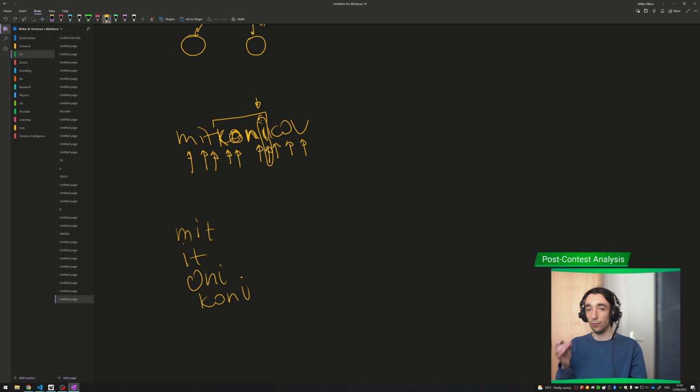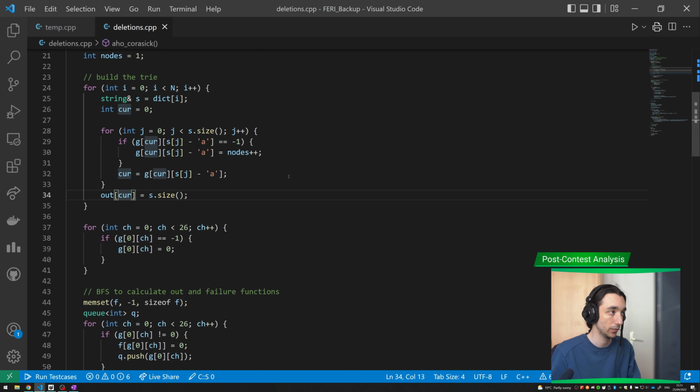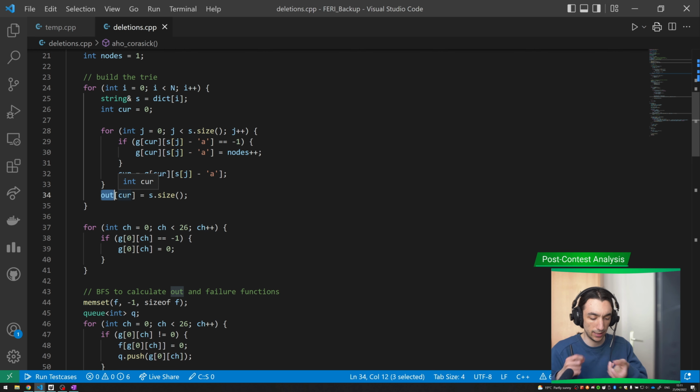Because I want in O of N then later to sort these matches in intervals and to see what is left out, okay? But to do this, we only care about the longest match ending at some position I, okay? That's why I saved some information here. When this string is done, I save the size, okay?